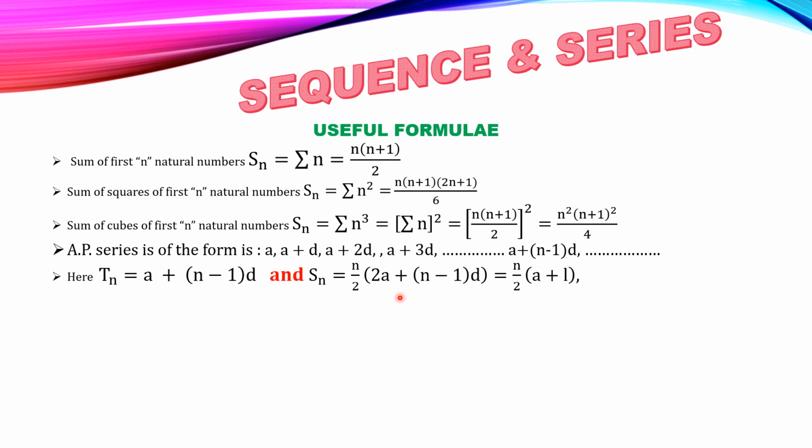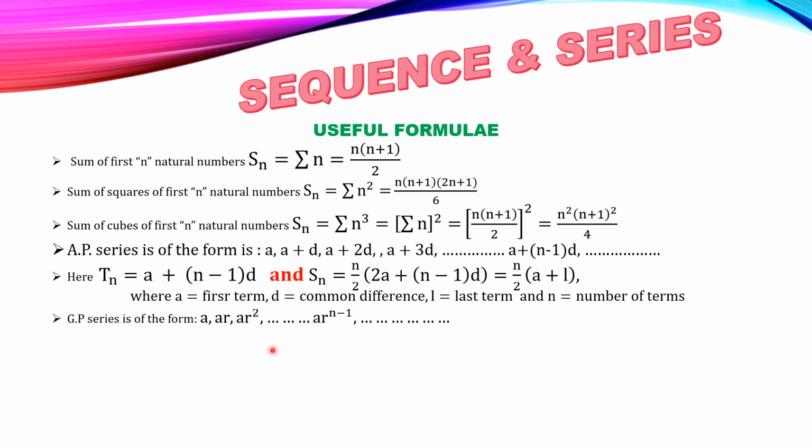So given first term, number of terms and common difference, we can find the sum of n terms. Given first term, last term and number of terms, we can also calculate the sum of n terms. And here a is first term, d is common difference and L is last term, n equals number of terms. And another series is geometric progression.